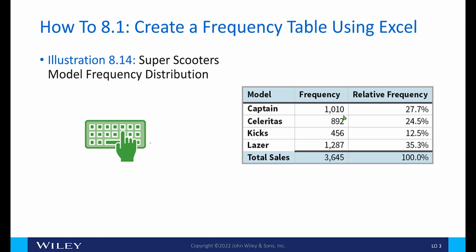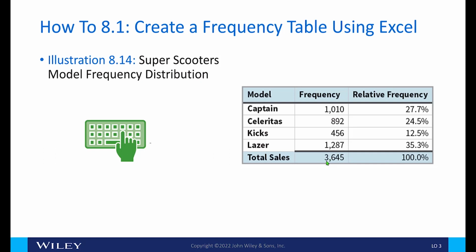From the chapter, we learned that frequency distributions can help us understand how many times something has occurred within a group or interval. In illustration 8.14, we can see the model for each of the Super Scooters and the frequency in which those models occurred in a sales transaction. So the Captain had 1,010 sales orders. The Cellaritas was on 892, the Kicks 456, and the Laser 1,287.